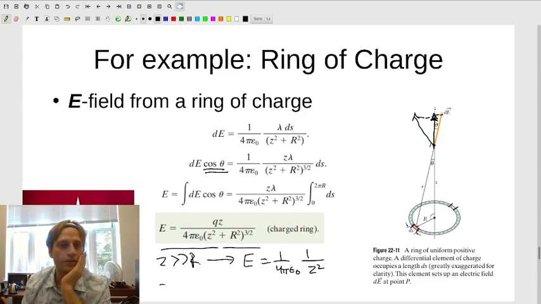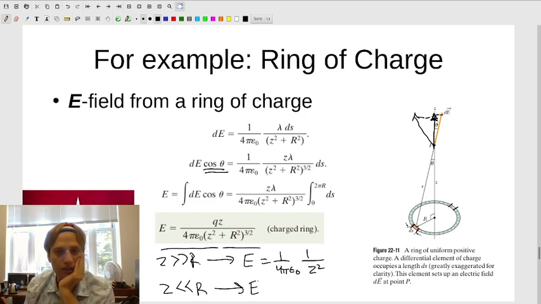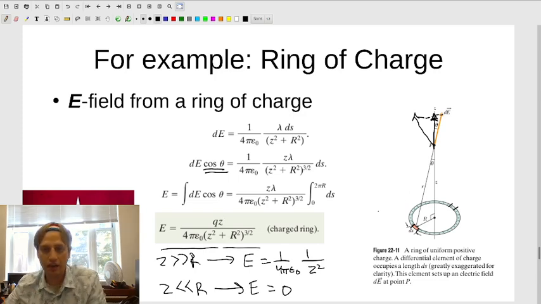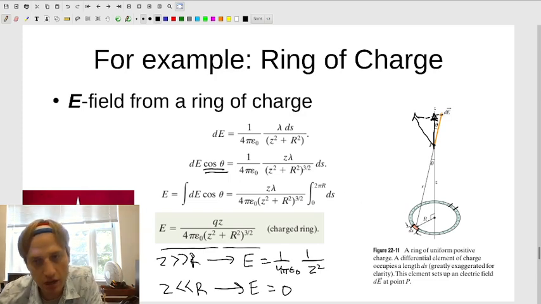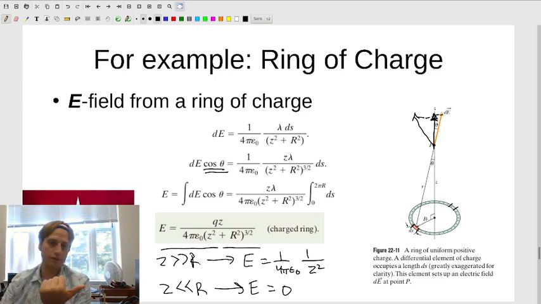And then what happens if z is much less than r? Okay, so if I let z get really small here and really small there, it effectively goes to E equals 0. So that's interesting, and there's also an obvious physical explanation for that. If I put my particle right in the middle of the ring, all of the charges pulling one way are going to be counterbalanced by forces pulling the other.